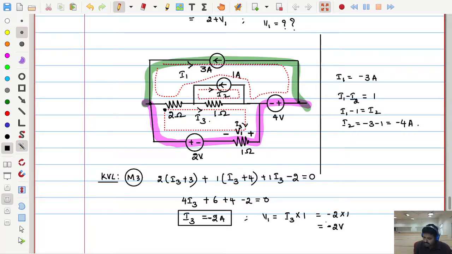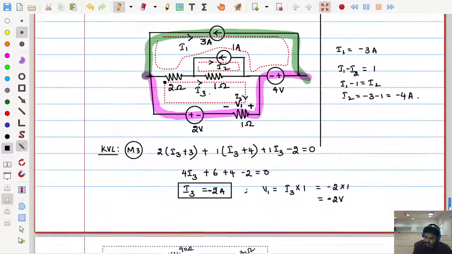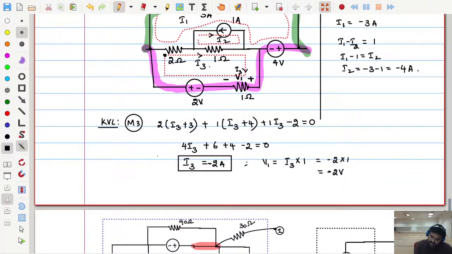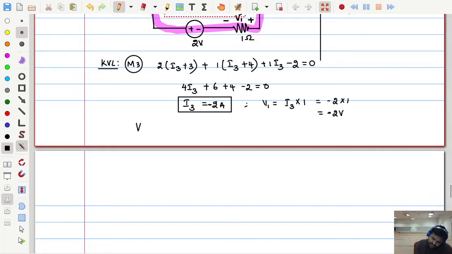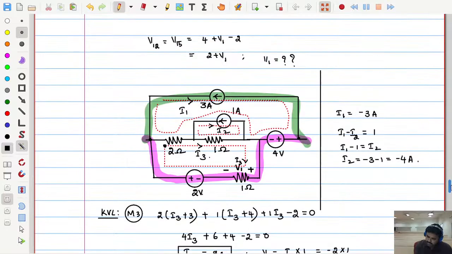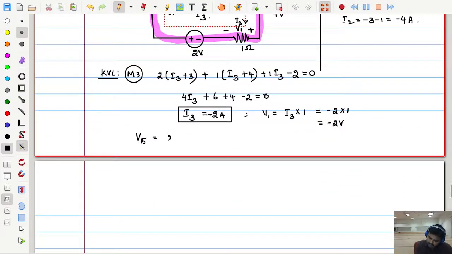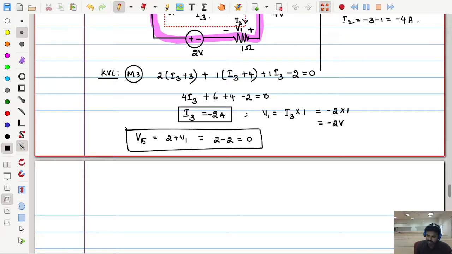Once we get V1, it is easy to get back and say that VTH is equal to simply how much? 2 plus V1. How much will we get? 2 minus 2 is equal to 0. Sometimes voltage also we may get 0, no issue. So let us take this as 0.